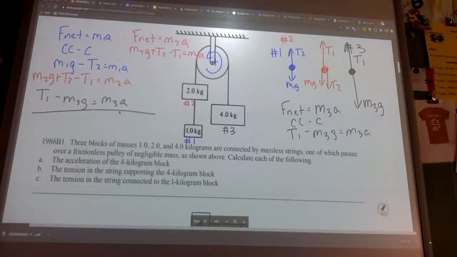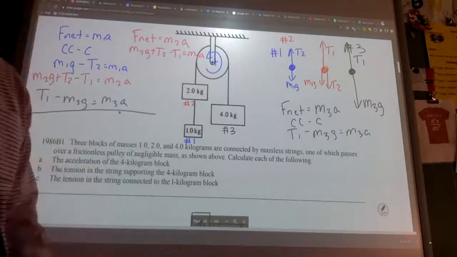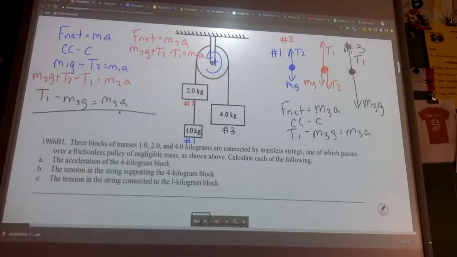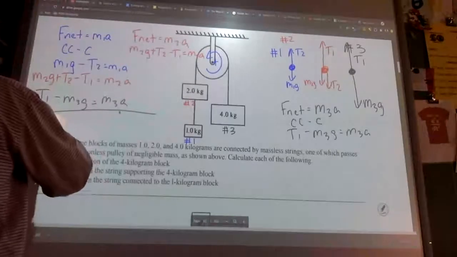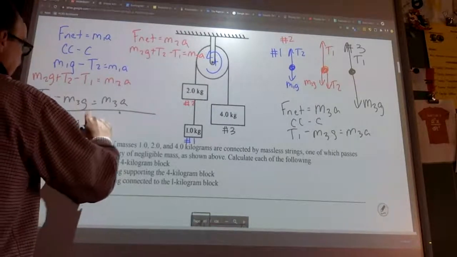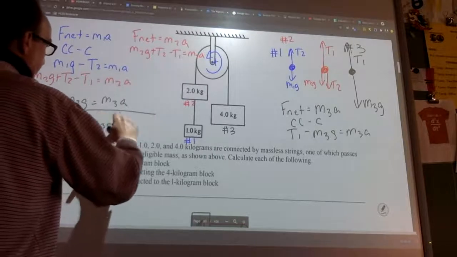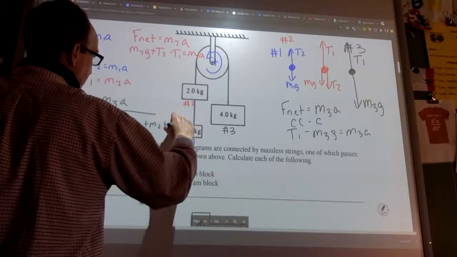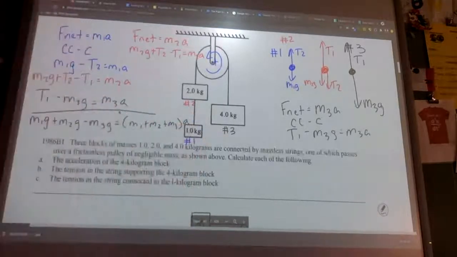I'm going to add all of these together. And T1 and negative T1 are going to cancel out. T2 and negative T2 are going to cancel out. And I'm going to have M1G plus M2G minus M3G equals M1 plus M2 plus M3 times A.